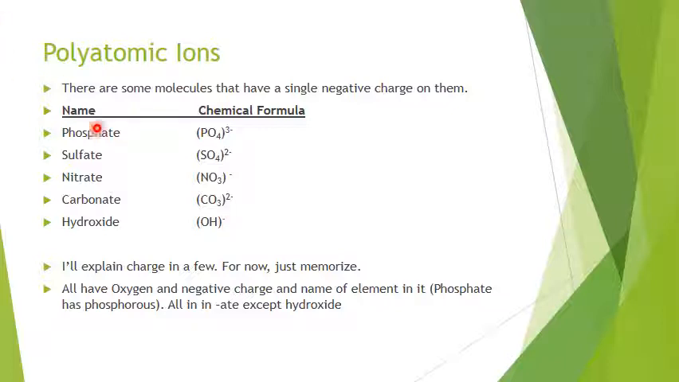Notice that these end in ate, except for hydroxide. The other thing is the name tells you what element's in it. Phosphorus, phosphate. Each one of these have oxygen in them. So the polyatomic ions have oxygen in them. They all have negative charges. They have more than one element, obviously. And they're the only covalent molecule that will have a negative or positive charge.